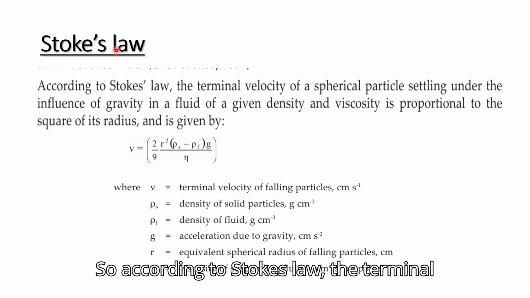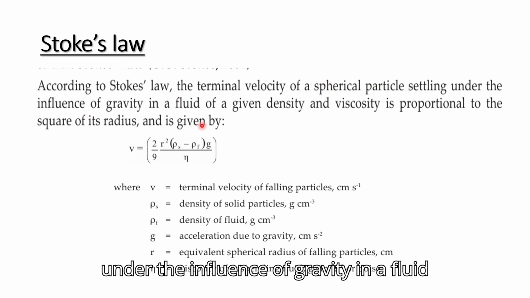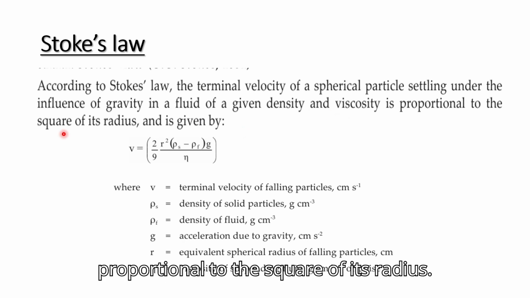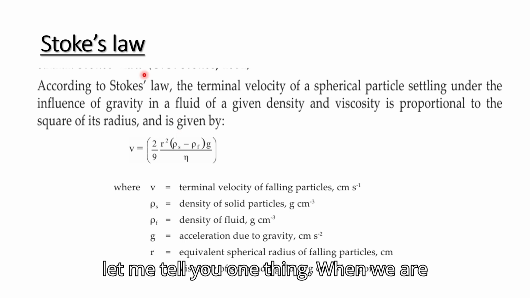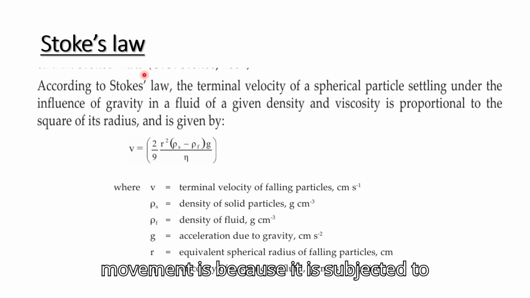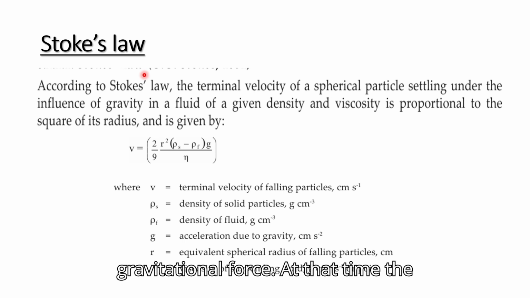Soil texture. According to Stokes' law, the terminal velocity of a spherical particle settling under the influence of gravity in a fluid of a given density and viscosity is proportional to the square of its radius. Before explaining this, let me tell you one thing. When we make a solid suspension, the particles will move downward. This downward movement is because it is subject to gravitational force. Actually, the upward motion because of buoyant force is less than the gravitational force. At that time, the particles will come down.